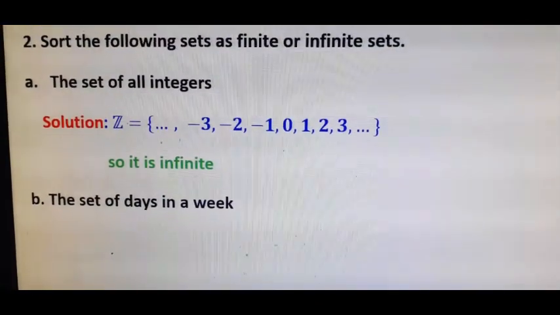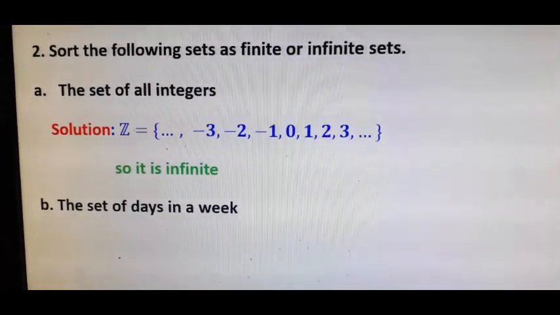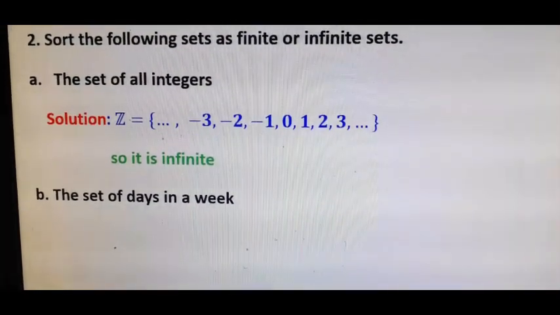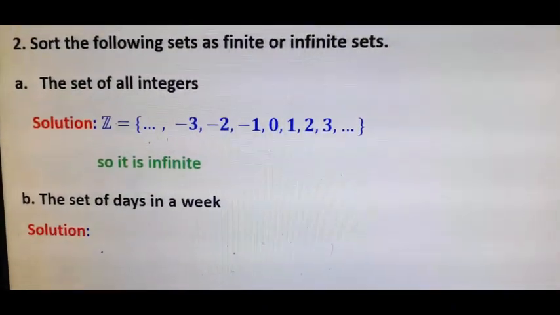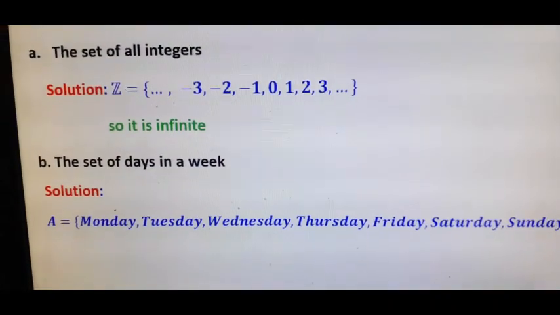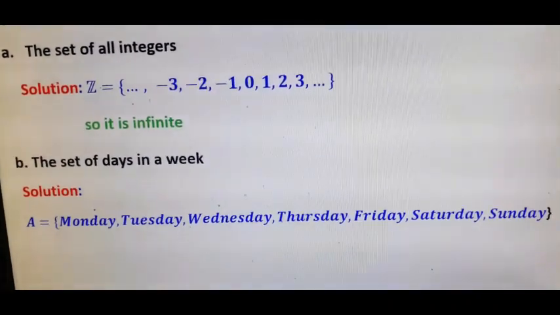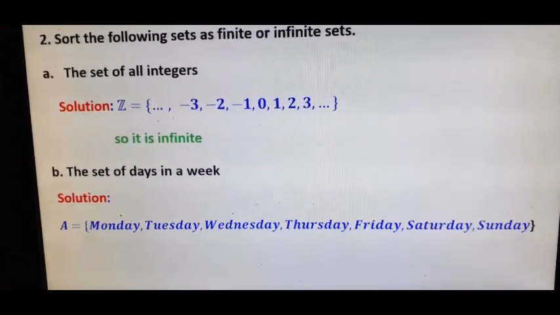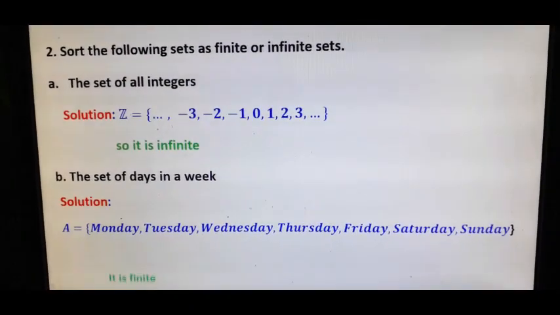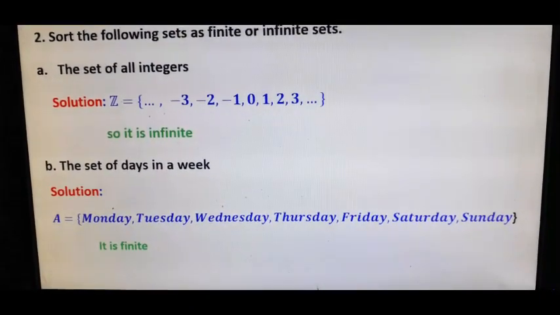The set of days in a week is known. There are 7 days in a week. So this is finite. We can list them: Monday, Tuesday, Wednesday, Thursday, up to Sunday. There are 7 in number. Therefore, this is a finite set.